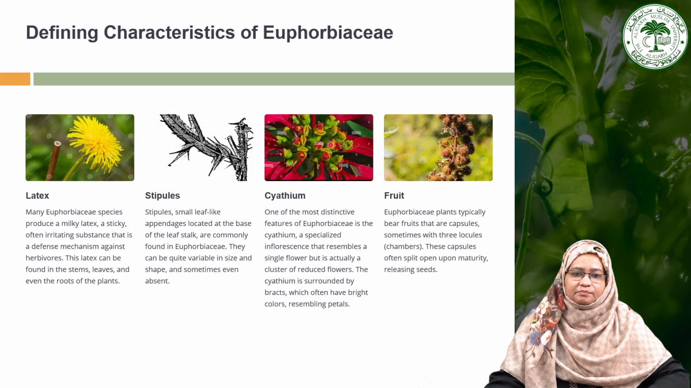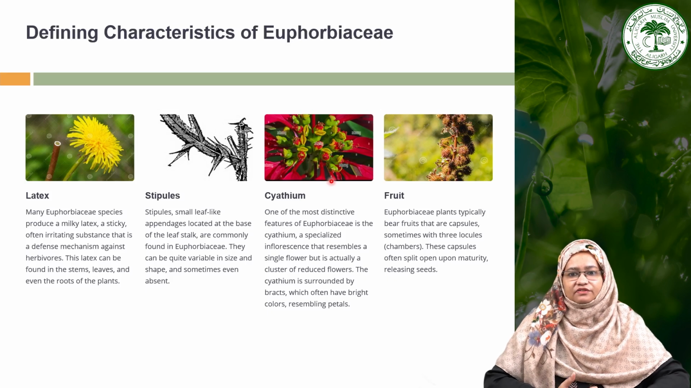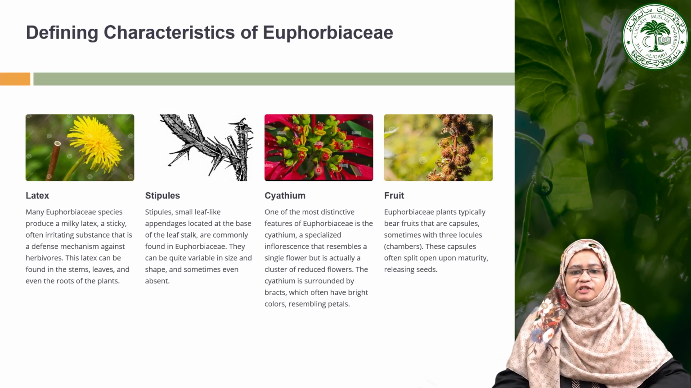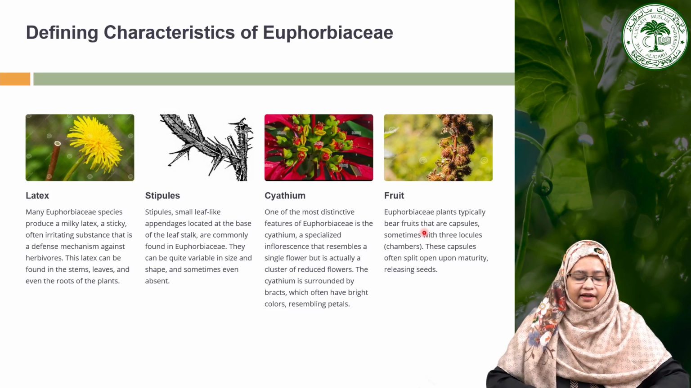We can see here the presence of a nectary, and these are the bracts in which there is a female flower, surrounded by multiple male flowers. The male flower is represented by only a single stamen, while the female flower is represented by only a single gynoecium. They don't have a calyx and corolla, both are absent in this particular cythium inflorescence. Then the fruit of this family is a capsule type. For releasing the seed, the capsule splits, and the seeds of this family have a caruncle.